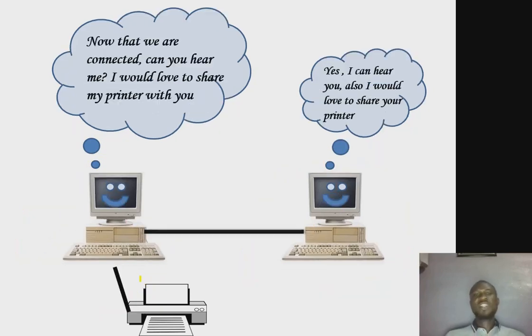Now let's go to the next page, and let's have them connected. If we have a cable now, this is the connection cable running from here to here. They are now connected. Now this computer that has a printer is now saying, "Now that we are connected, can you hear me? I would love to share my printer with you." "Yes, I can hear you. Also, I would love to share your printer." Now, the reason why they can communicate with each other is because they are connected. This is the cable that is used to connect them. Since these computers are connected, they can easily use this printer that is connected to this computer A.